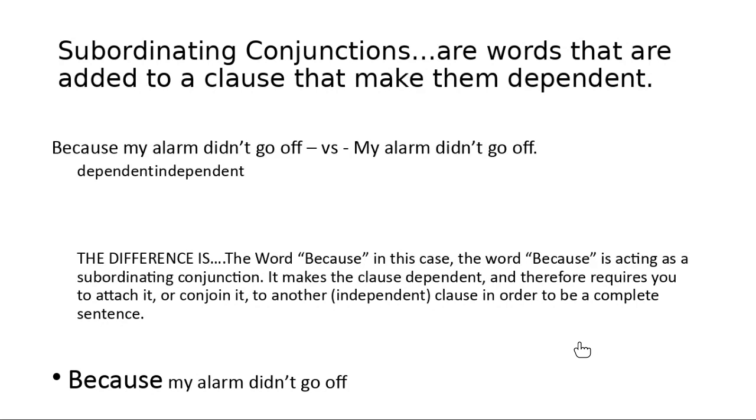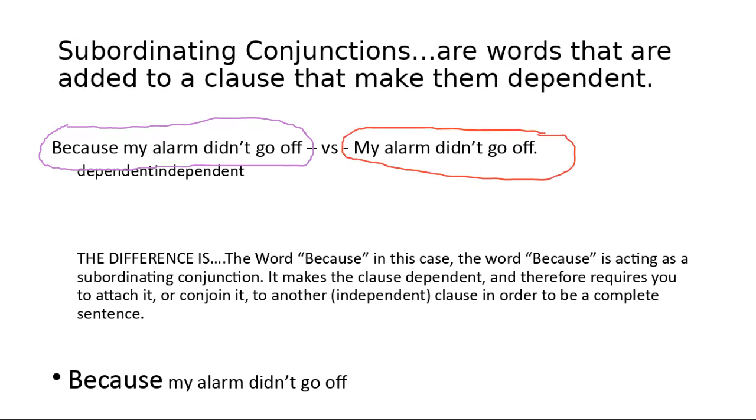Because, absolutely, that's exactly right. So the difference is the word because. The only difference between the first one and this one is literally just the word because. This is the only thing that separates one from being dependent from the other that is independent. Just that word because. Because is a subordinating conjunction. Because is a word that was added to the clause that took it from being independent and made it dependent.